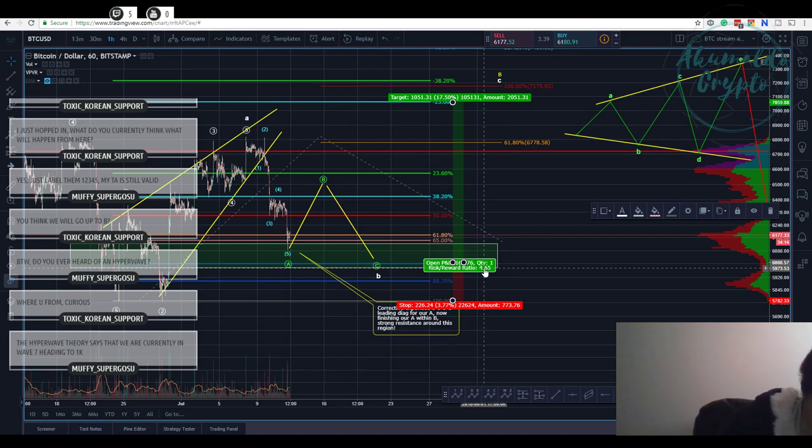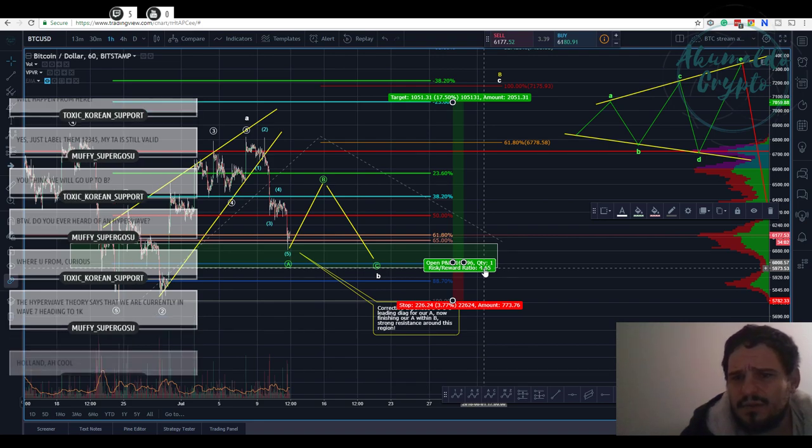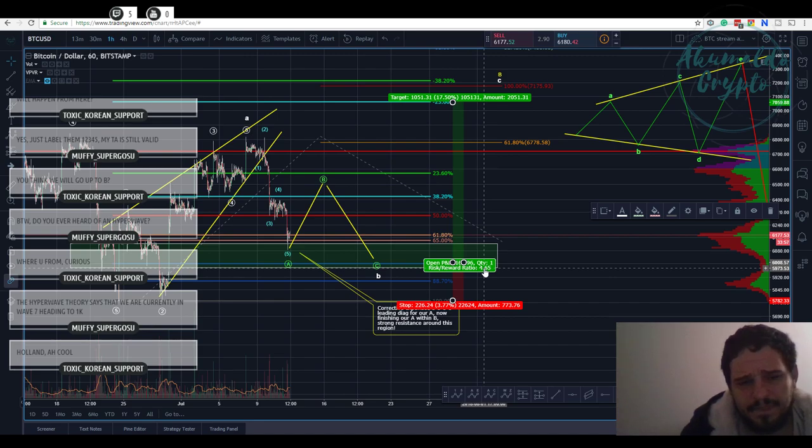The Hyperwave theory says that we are currently in wave 7 heading to 1k. Damn, I don't know. I know the cycles theory. 1k, I don't know. I'm sorry, I don't know this theory then.